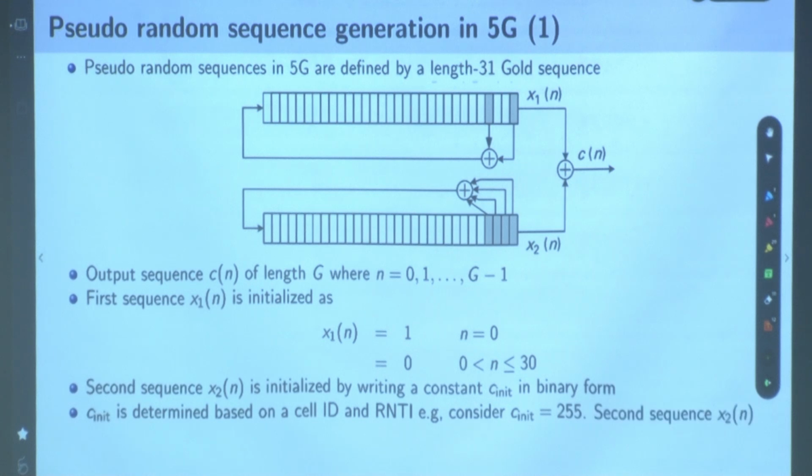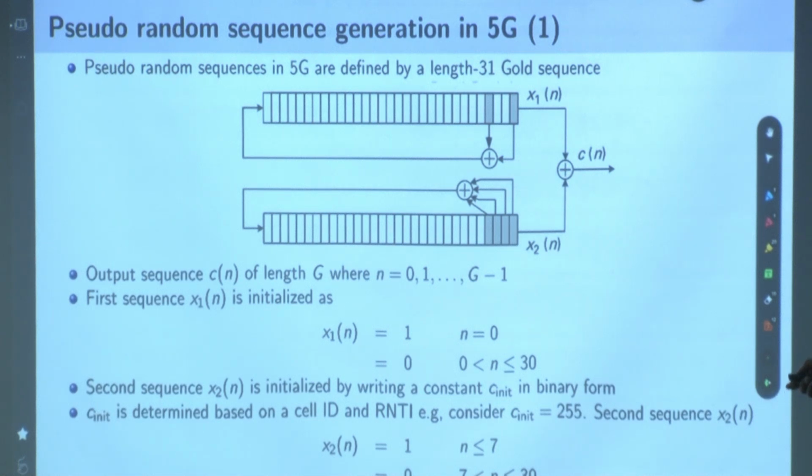And now, what will the second sequence be? The second sequence x2 of n will be 1 for all n up to n less than 7, it will be all ones, and after that it will be 0. Fine, so this is how this will be initialized.